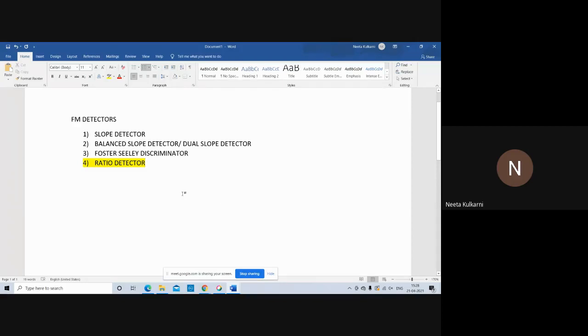Okay, so these are the FM detector types that we have studied in our syllabus. Whichever we look at, the basic concept is the same. You have to remember which frequency the tuning circuits are tuned to: carrier frequency, greater than carrier frequency, or less than carrier frequency. Based on these tuning circuits, the performance is increased. And if you compare these four, the ratio detector is giving the proper or better performance. So this is all about this chapter number 5.